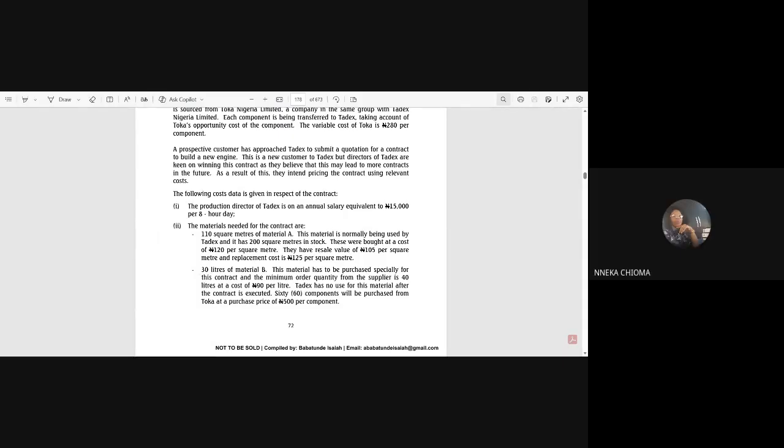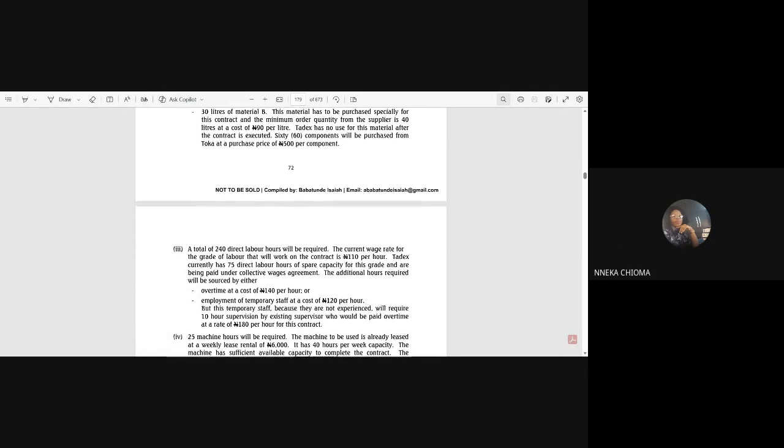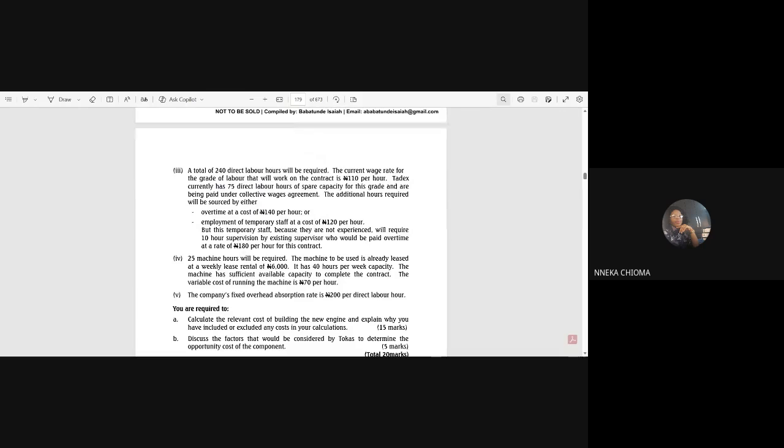So for the labor, you have to remove the 75 naira, the 75 that is, because there is spare capacity. Very well. They are idle. They are just roaming about. Yes. So you remove the 75 because they say that there is 75 that can take care of the job. Then the remaining one, that's 165, should not be multiplied by 110. Multiply by what? 140. Okay, fine. Yes, let's march on.